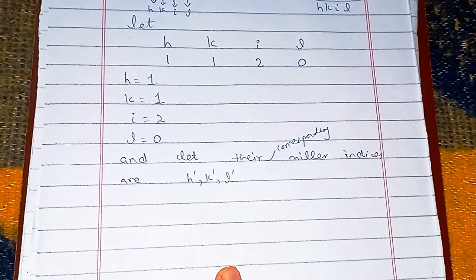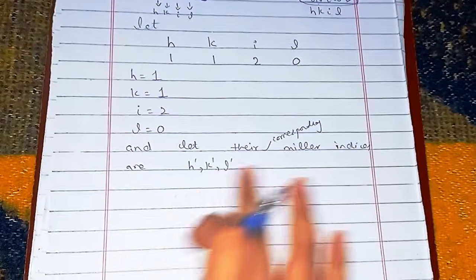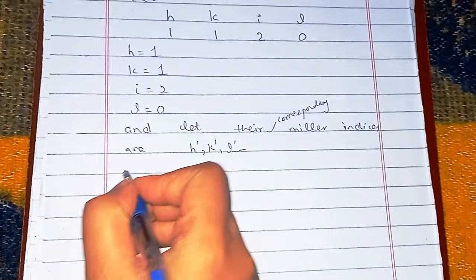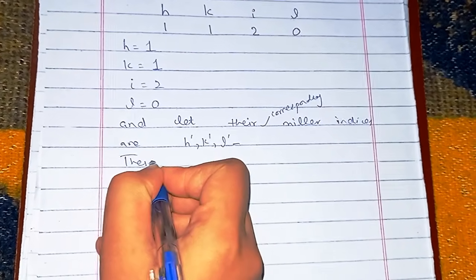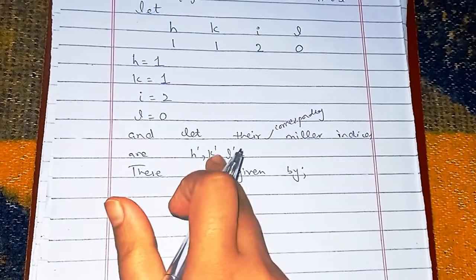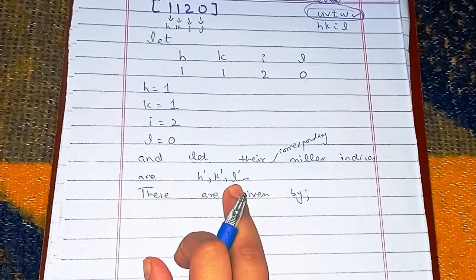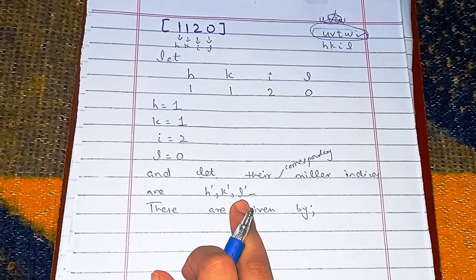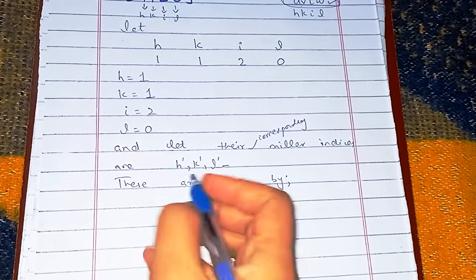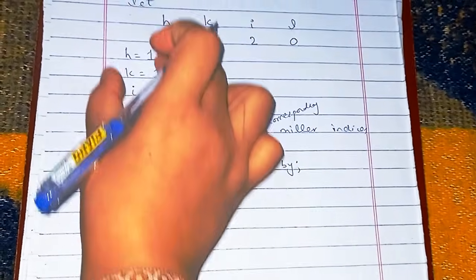Since there are only 3 indices in the Miller indices system, whereas in Miller-Bravais indices we have 4, we need to know the conversion relation. As you know, the first step always is to convert Miller-Bravais indices into Miller indices, so that is what we are doing. We are finding the values of H prime, K prime, and L prime for these Miller-Bravais indices.